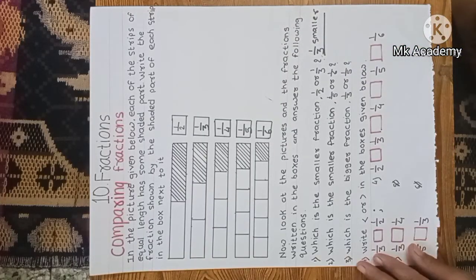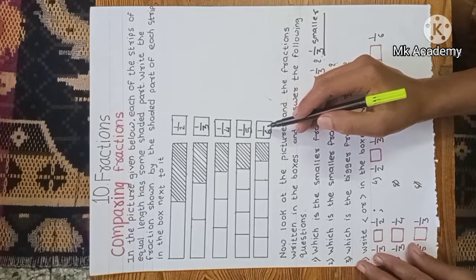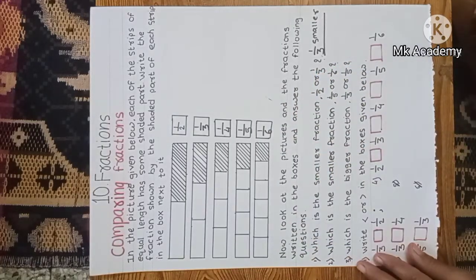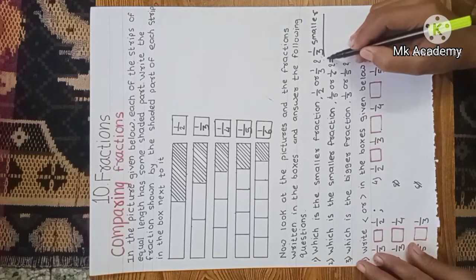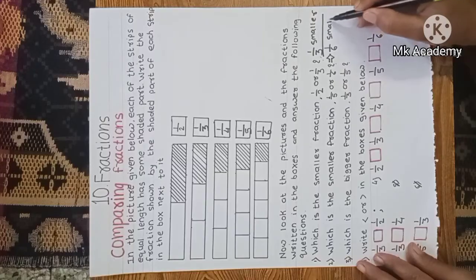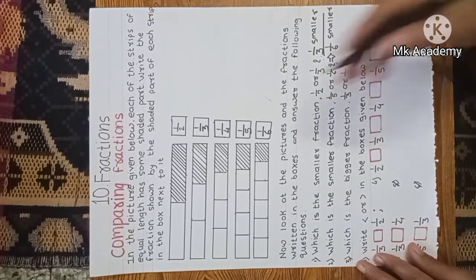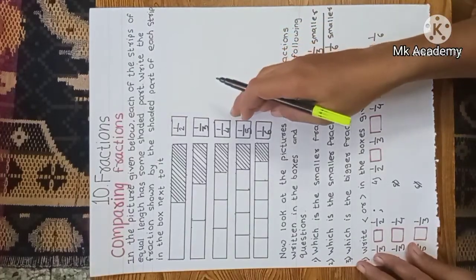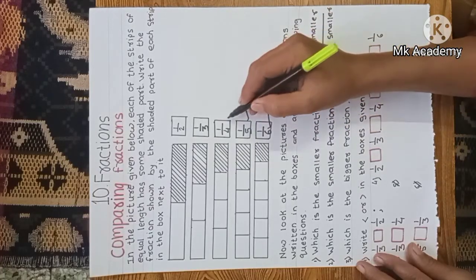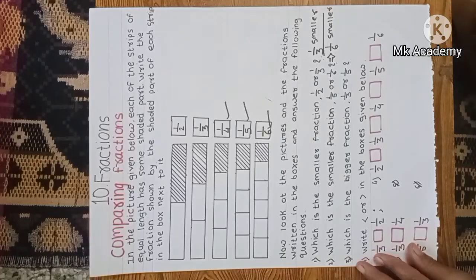Now second question, which is the smaller fraction, 1 by 5 or 1 by 6? See, this is 1 by 5 and this is 1 by 6. Which is the smaller fraction? Yes, 1 by 6 is the smaller fraction. It means when we compare fractions, as the denominator increases, the fraction becomes smaller.